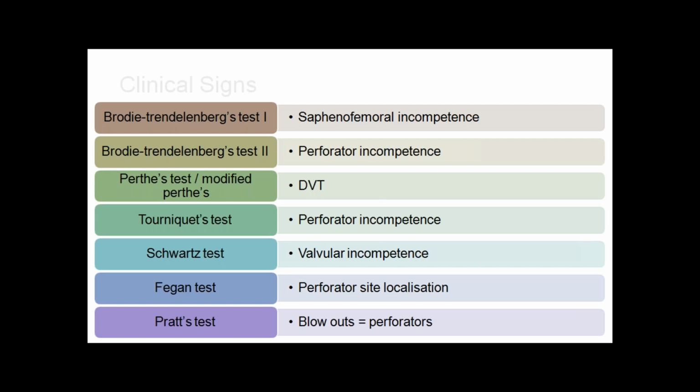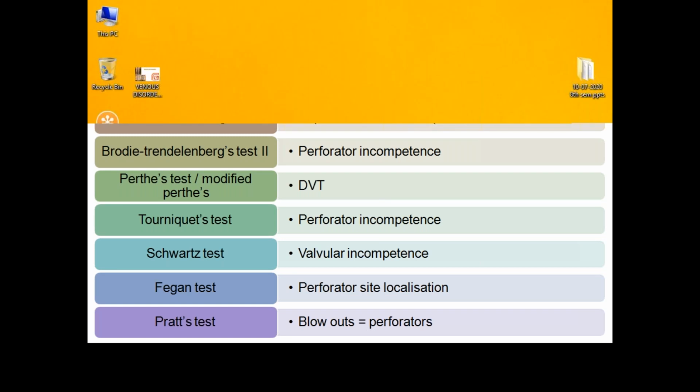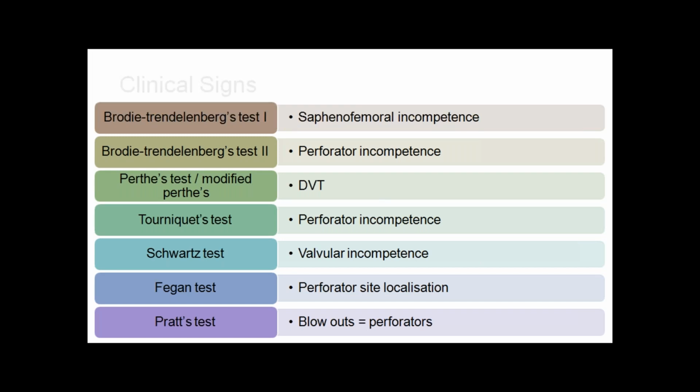So only these three clinical tests are done in OPD procedures. If a patient comes with varicosities, then the main clinical tests to be done are the Trendelenburg tests 1 and 2, then the modified Perthes and the multiple tourniquet test.